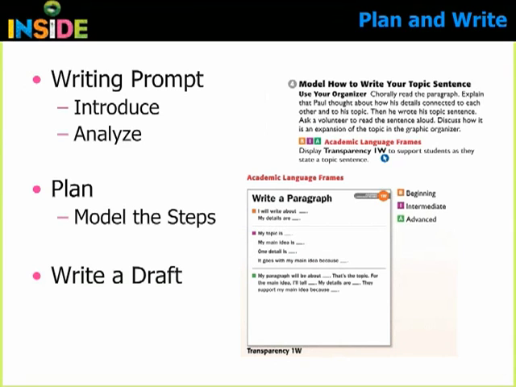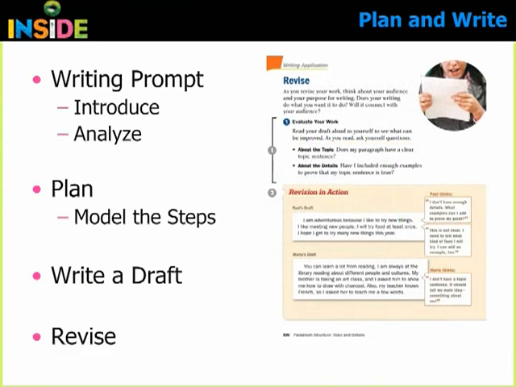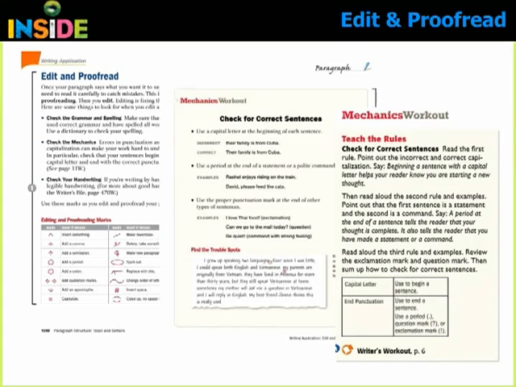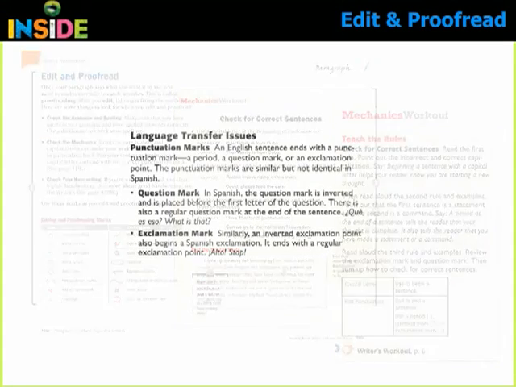And next, students will write a draft and then revise. Once students have completed the revisions of their content, it's time to edit and proofread. Students go through the process of checking the grammar and spelling, the mechanics, and their handwriting. The mechanics workout provides multiple opportunities to practice identifying and fixing errors in their writing.